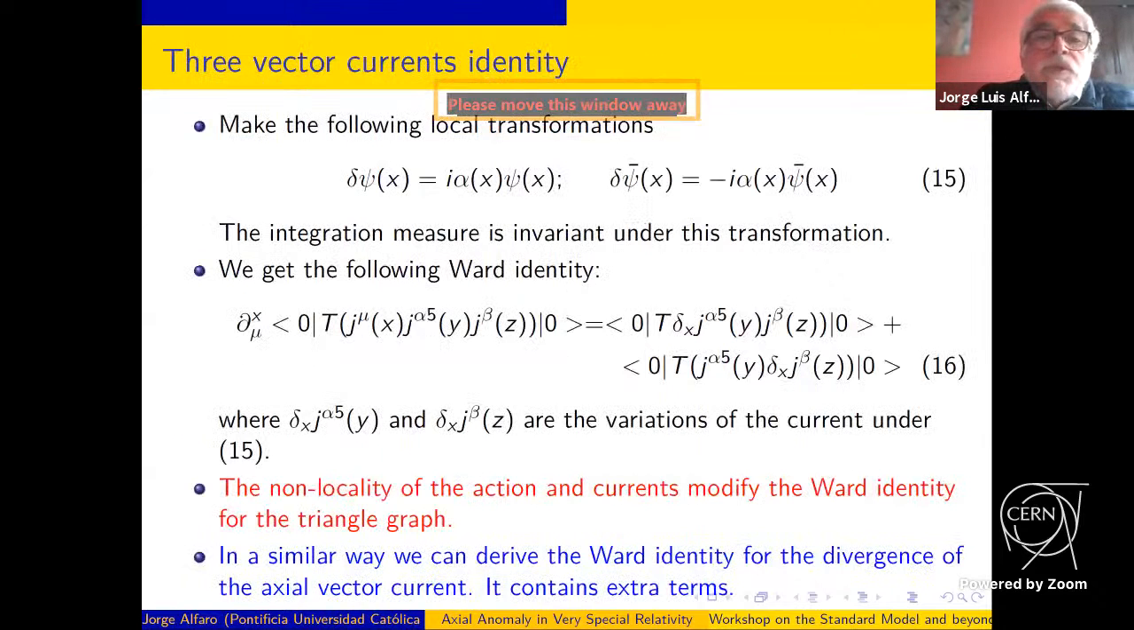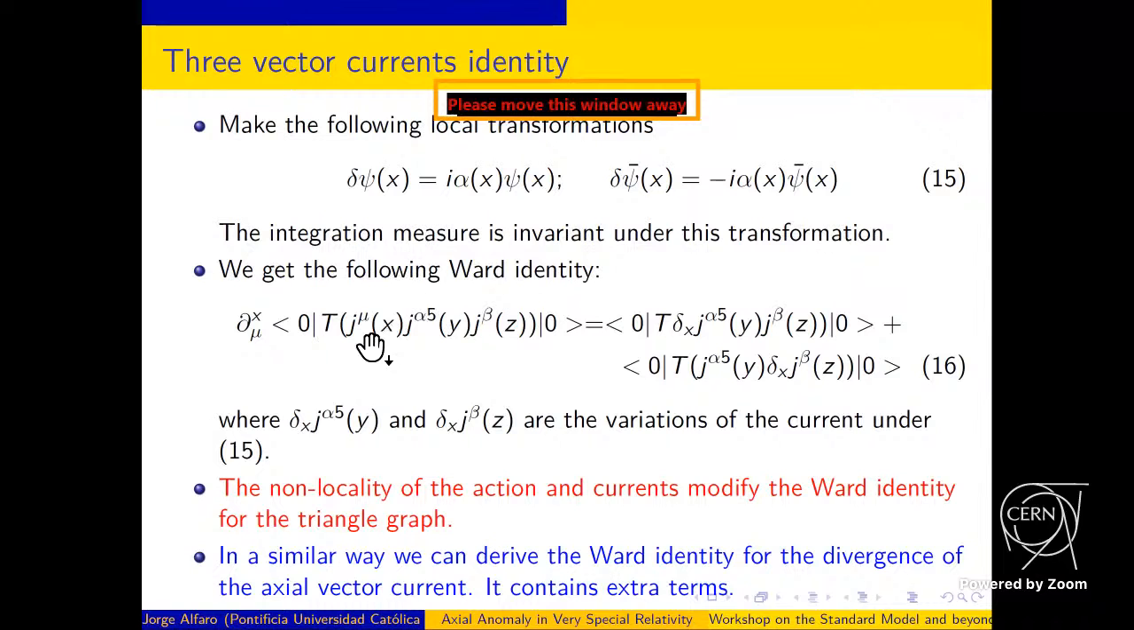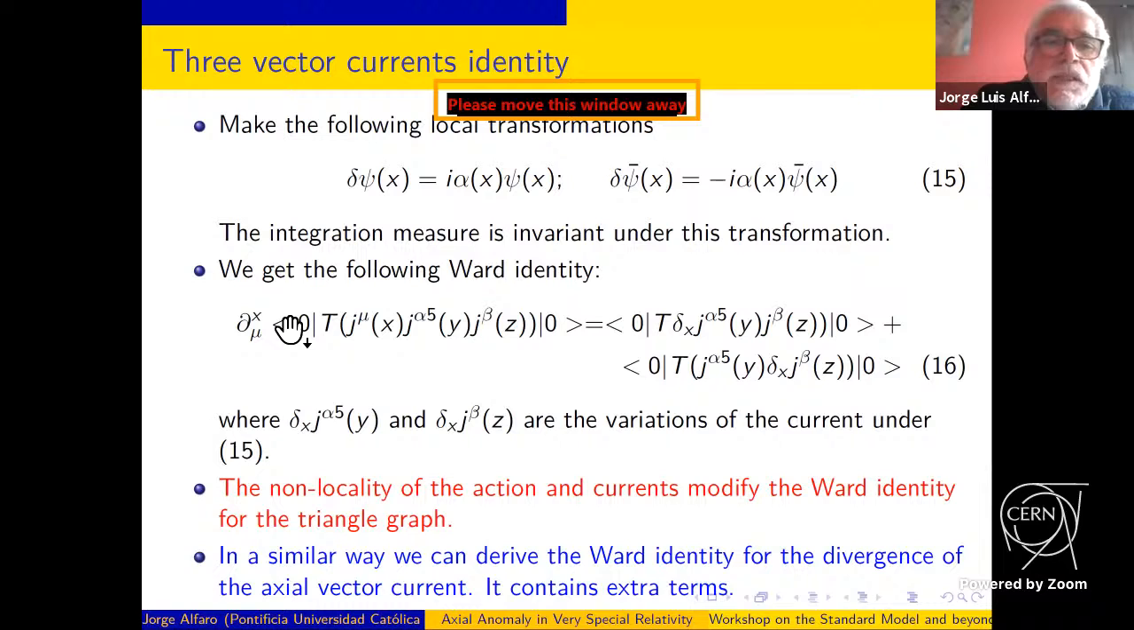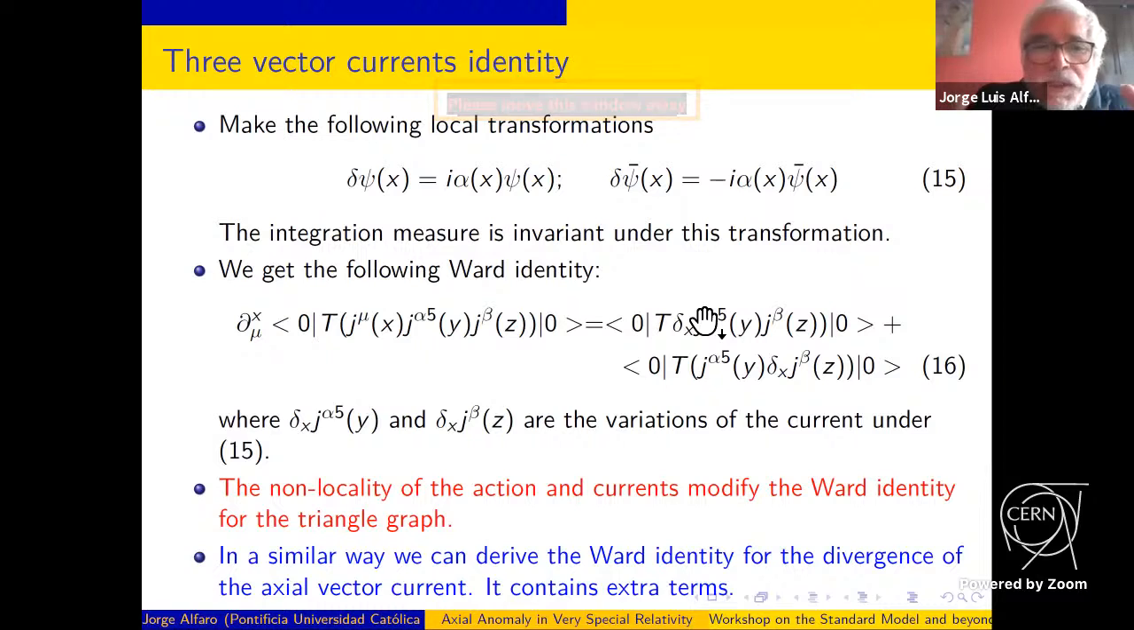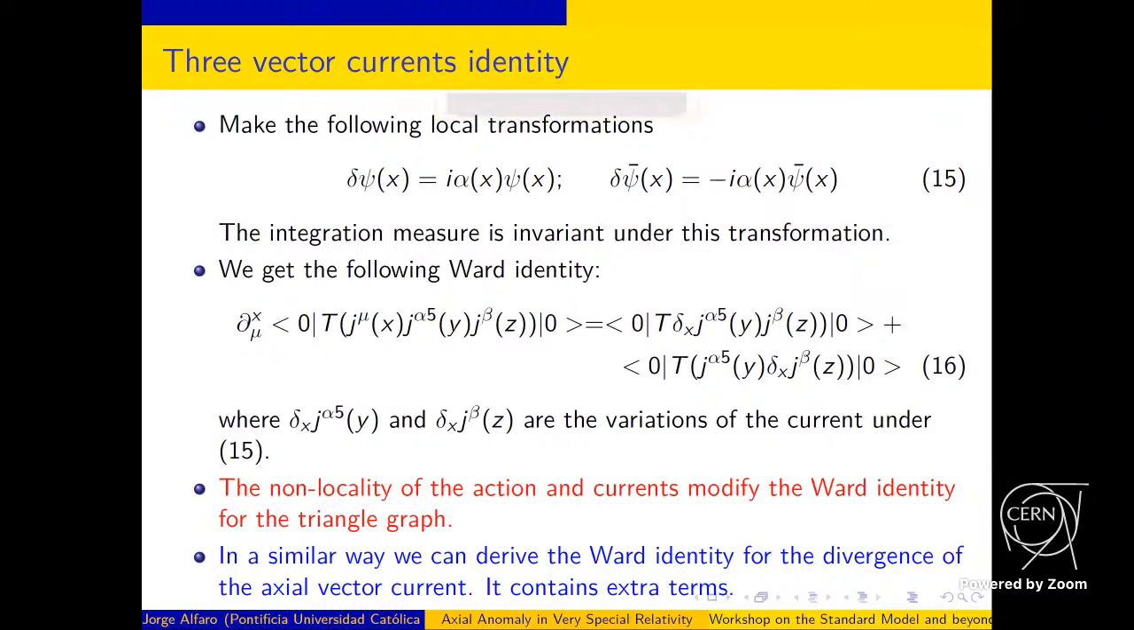The standard procedure to obtain the Schwinger-Dyson equation is to consider the local transformation, which of course, when it is global, is a symmetry of the action. Under this transformation, the measure of the path integral is invariant. So we get the following Ward identity now. The derivative of the time-ordered product of the three currents contains extra terms. Normally, this would be 0 on the right-hand side, so you get just the identity for the triangular graph.